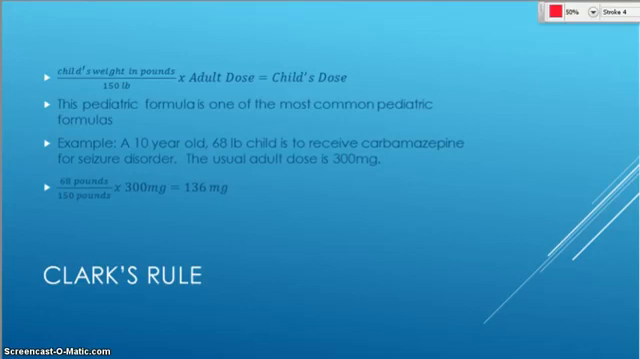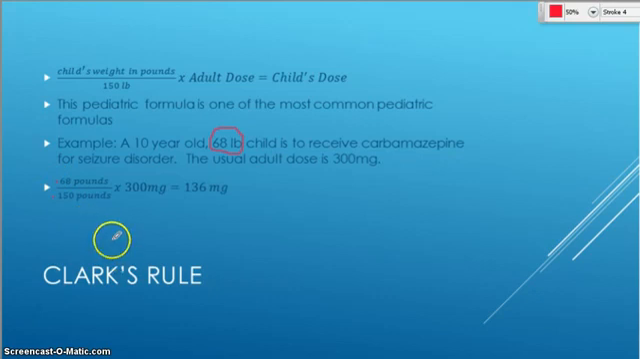they are supposed to receive carbamazepine for seizure disorder. The usual adult dose is 300 milligrams. So since we are being told to use Clark's rule, we don't care how old the child is, we are only going to be using this 68 pounds. So we're going to take that 68 pounds, it's going to go on top of our fraction. The bottom is always 150.